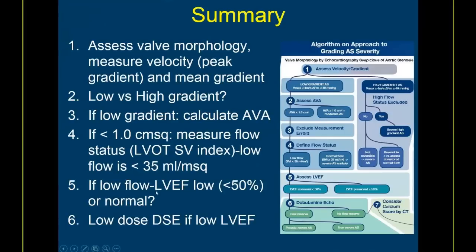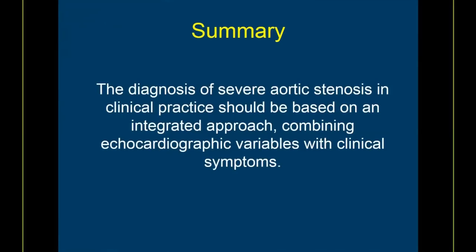And then if it's low flow, then you look at your ejection fraction and further subdivide it. Is it low EF or is it normal EF? And if it's low EF, then you want to consider the DSE to see if it's true severe AS versus pseudo AS. And finally, I think this is probably the most important one, we shouldn't be using these echocardiographic variables in a vacuum. The diagnosis of severe aortic stenosis in clinical practice should be based on an integrated approach, combining echocardiographic variables with clinical symptoms. So I think we all know that, but it's important to remind ourselves of this.